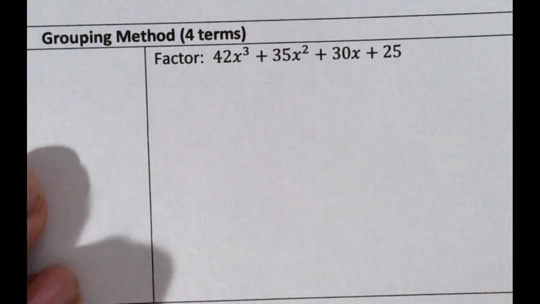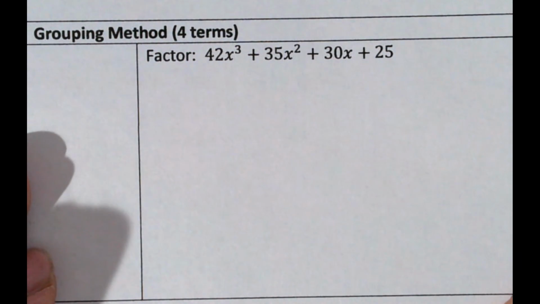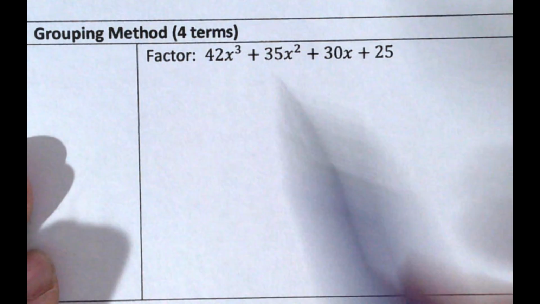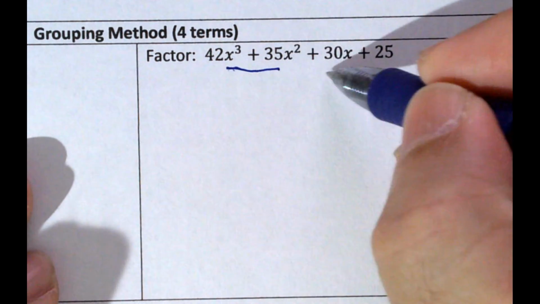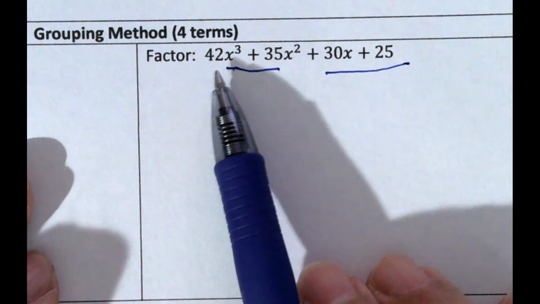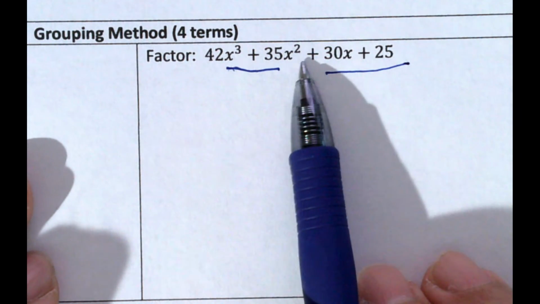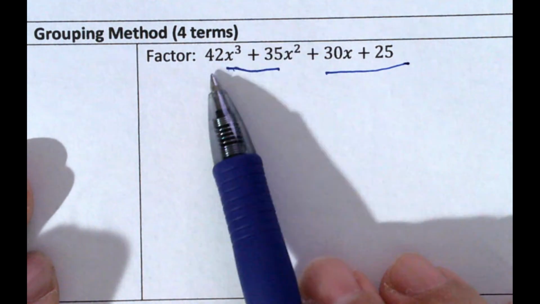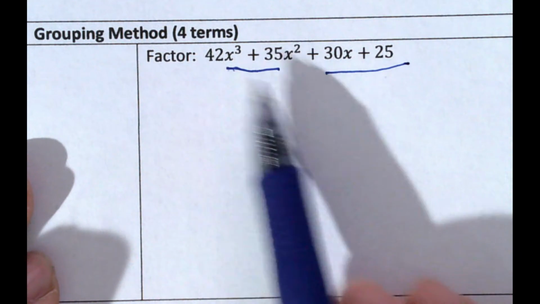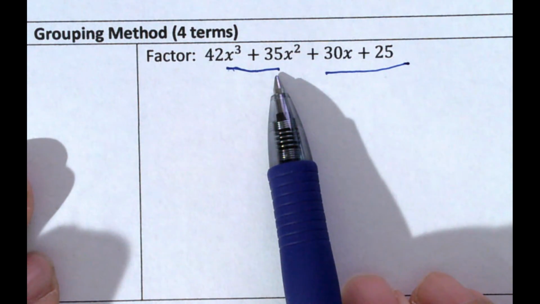Let's go over here. 42. Okay. All right, let's look at here. We're going to group the first 2 together, and we're going to group the last 2 together. What's the common factor between these 2? Well, 7 goes into both of those. 7 goes into 42 6 times. 7 goes into 35 5 times.